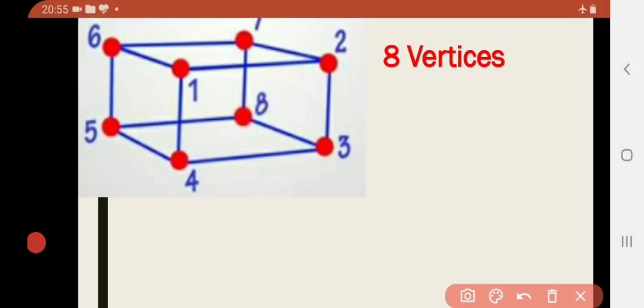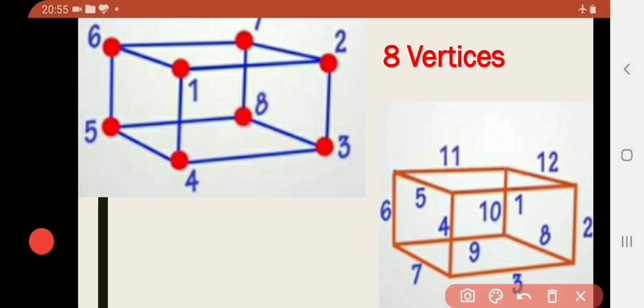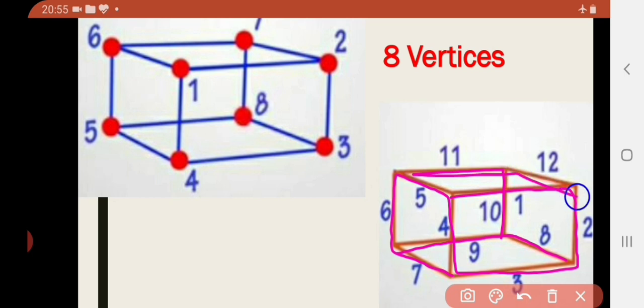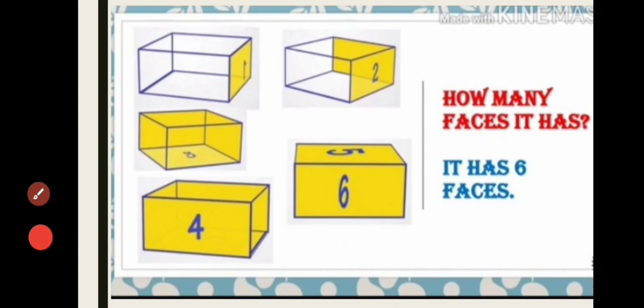There are 8 vertices in a cuboid shape. See, 1, 2, 3, 4, 5, 6, 7 and 8. It has 8 vertices. And sides, how many sides? 12 sides. 1, 2, 3, 4, 5, 6, 7, 8, 9, 10, 11 and 12. So 12 edges, or you can say sides. Faces, how many faces does it have? It has 6 faces.